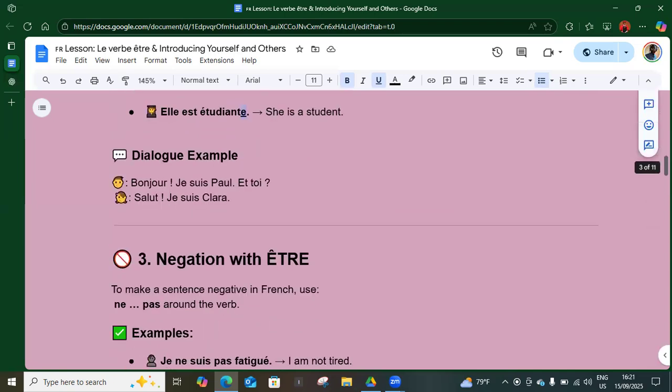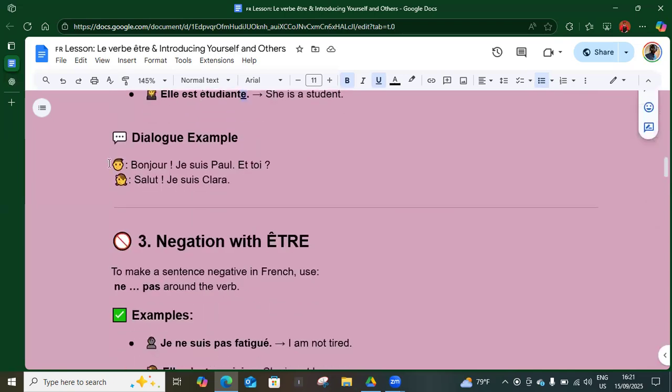Here we have this short conversation. I will be the boy, you be the girl. So I will read for the boy and you read for the girl. And then later we swap. Let's begin. Bonjour, je suis Paul. Et toi?